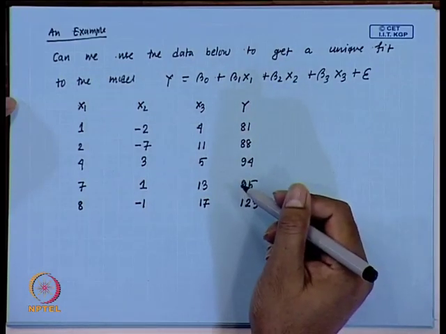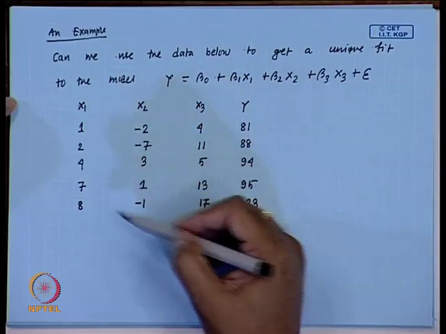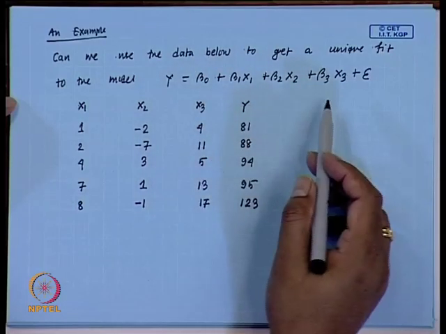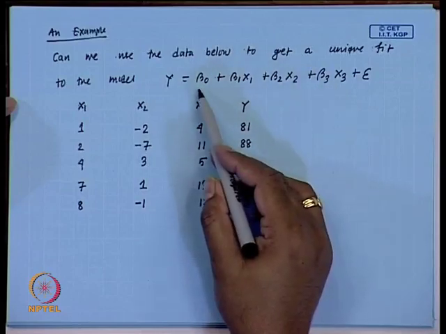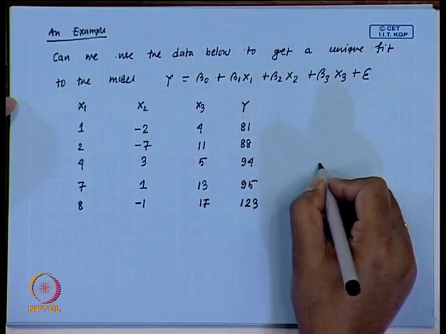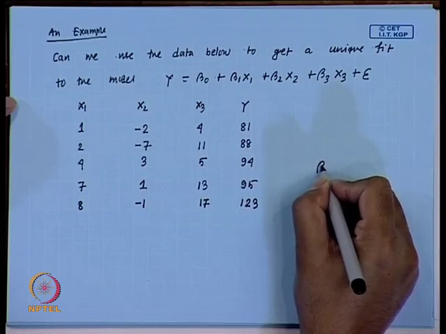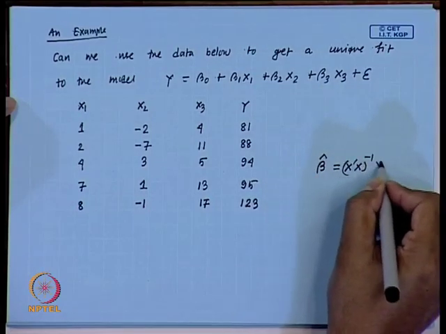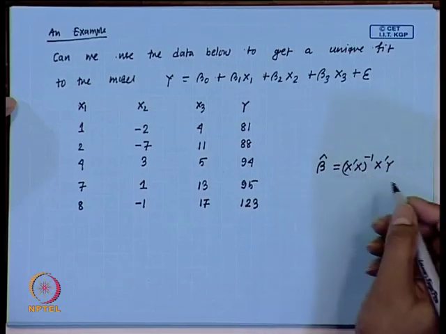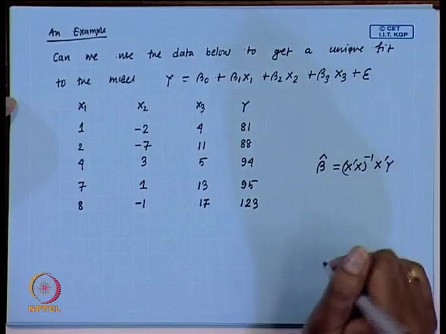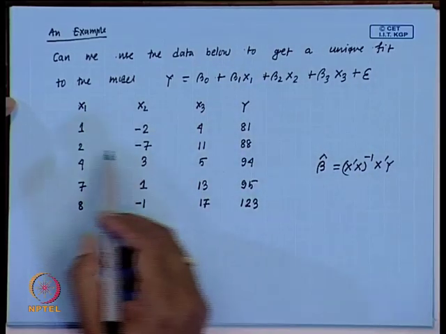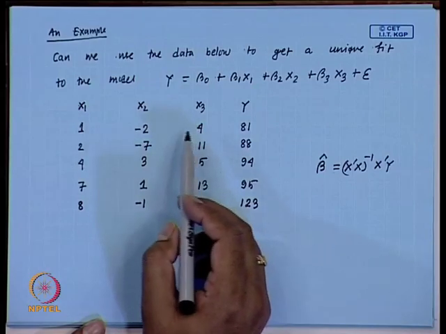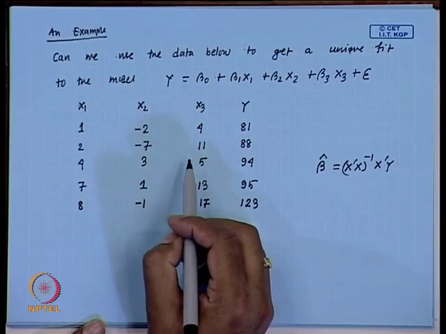Now, the question is whether we can use this data to get a unique fit to this model. Well, of course, we can get a unique fit, that means we can estimate the regression coefficients using least square estimate, that is beta hat equal to x prime x inverse x prime y, provided x prime x is not singular. Now, here if you observe, it is not difficult to check that these three regressors are not independent.